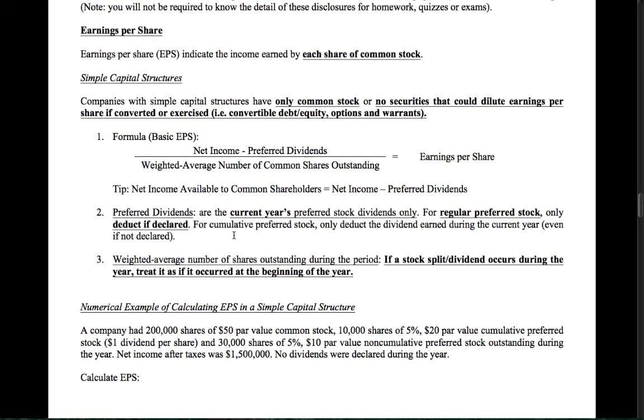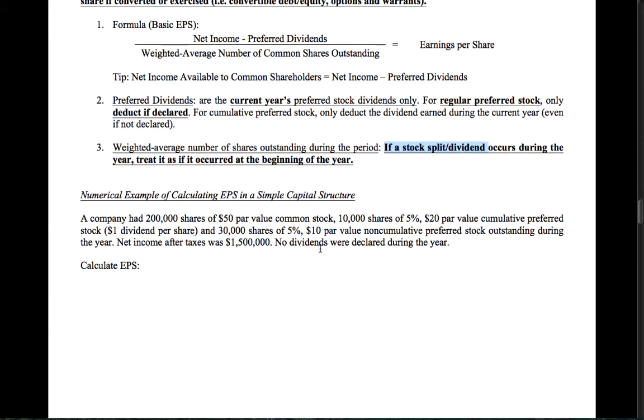Probably the most complex part of this formula is the weighted average number of shares outstanding during the period. This is something that may be given to you already in the problem, but you may have to calculate it, and we will go through an example of how to calculate this number here in a moment. The key thing to note is that if a stock dividend or split occurs during the year, you treat it as if it occurred at the beginning of the year, and that will make more sense as we go through the example. So let's go through a basic example of calculating the basic EPS in a simple capital structure.